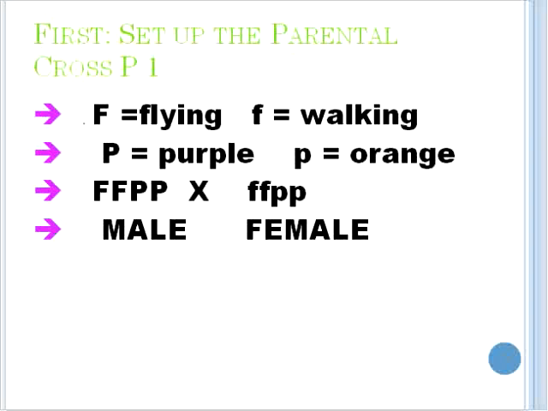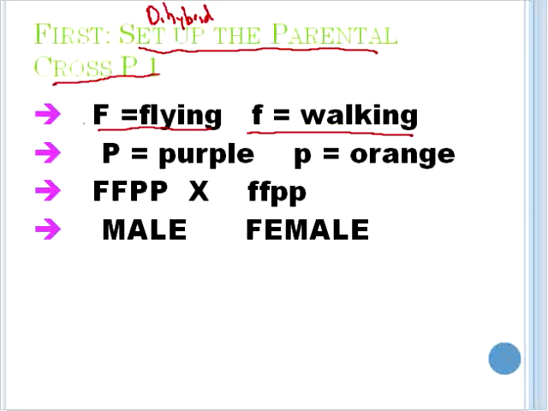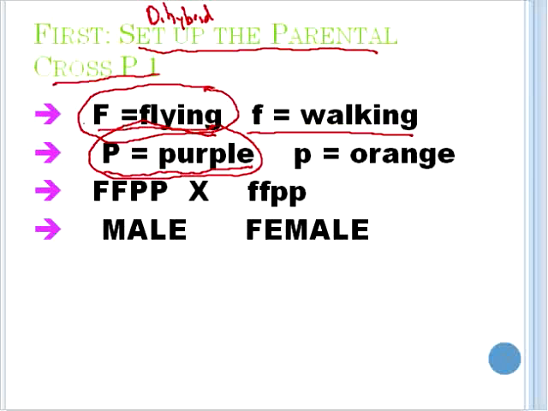Dihybrid crosses, or two-trait crosses, are done in the same manner. As before, we set up the parental cross first. In this case, we're going to be dealing with two traits at one time: flying and color. Purple is dominant over orange. Flying is dominant over walking. We're going to start with two pure lines: flying and purple, and orange and walking.